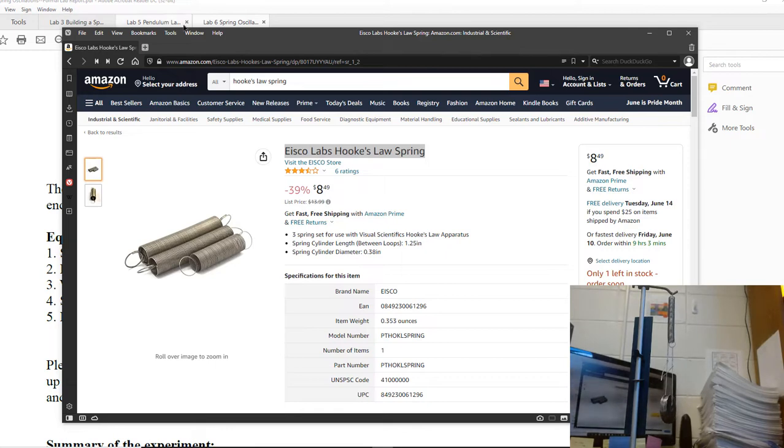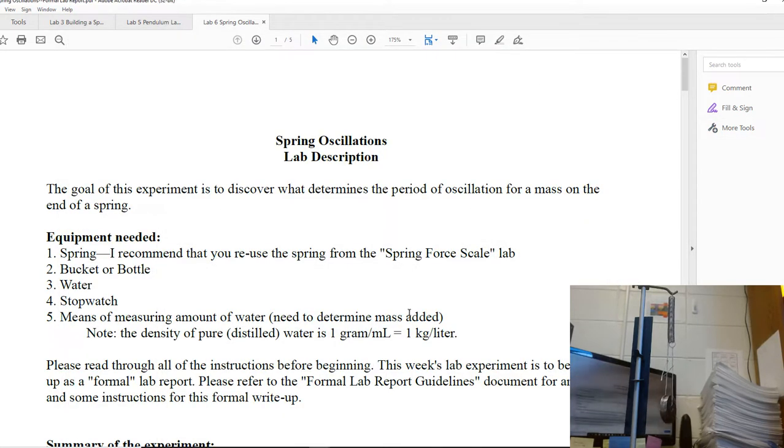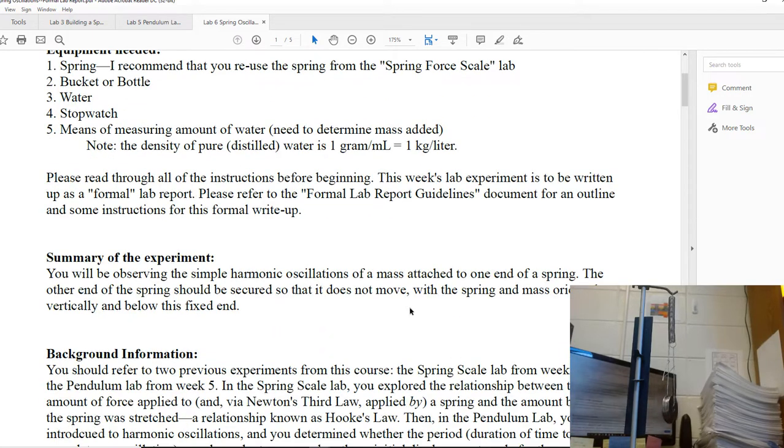What you want to be able to do here, if we pull back open the instructions, is you're basically going to be testing out, does the initial displacement affect the period, does the mass affect the period, and does the spring's stiffness affect the period?